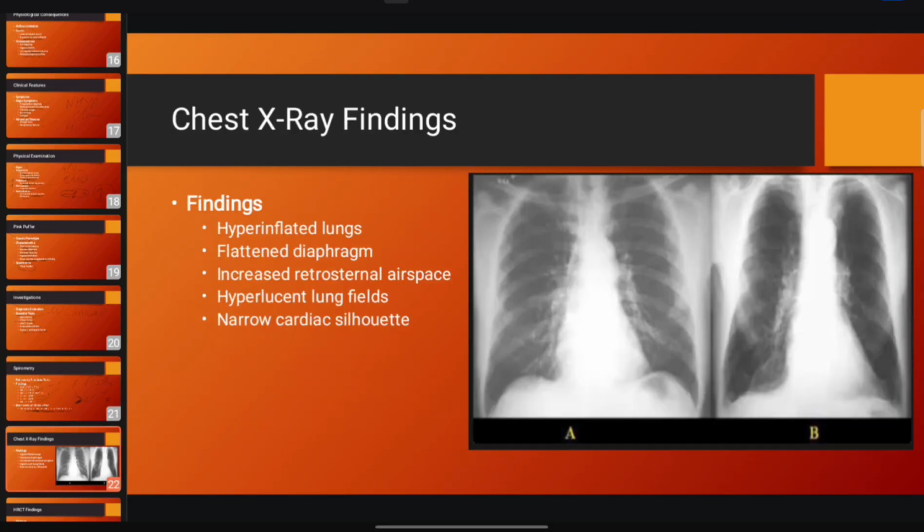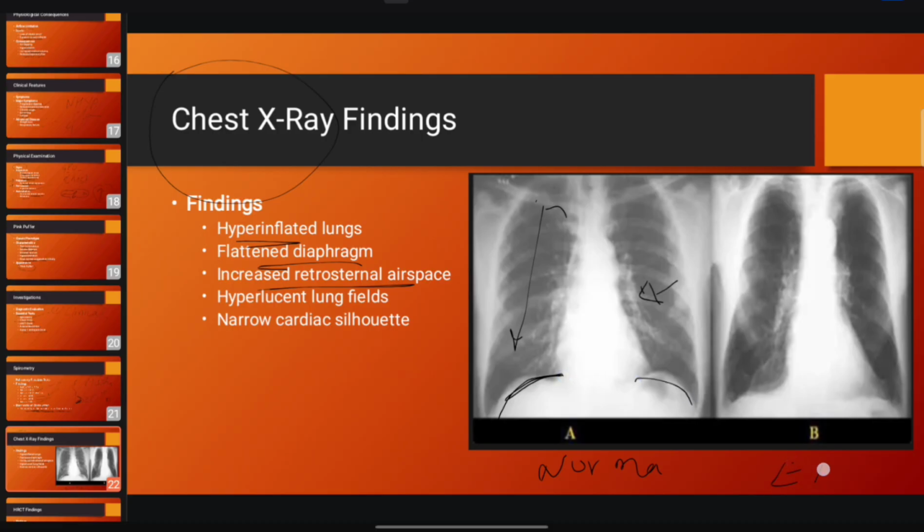We talk about the chest X-ray. In chest X-ray, there are hyperinflated lungs, flat diaphragm, and increased retrosternal space. Now, see, this is a normal X-ray where we have lungs with visible markings of the alveoli and a normal diaphragm curvature.